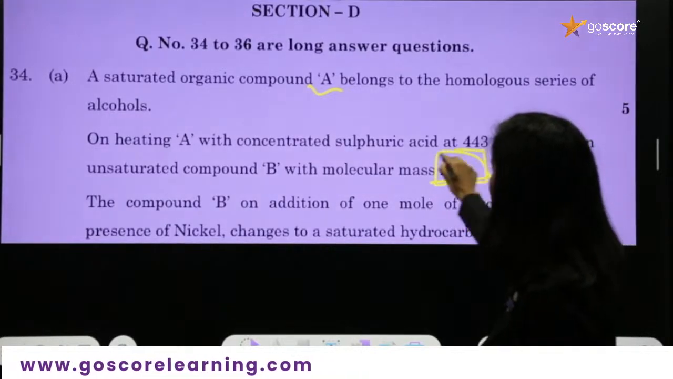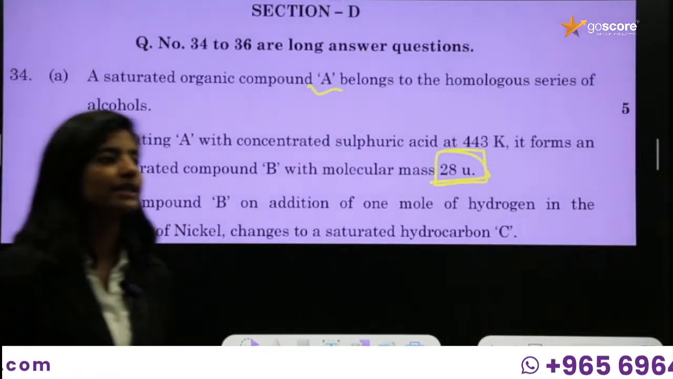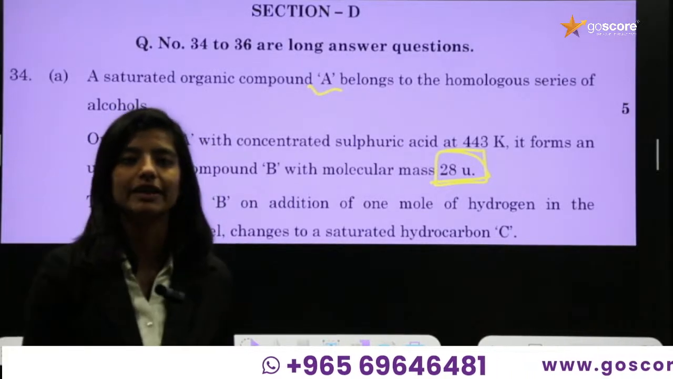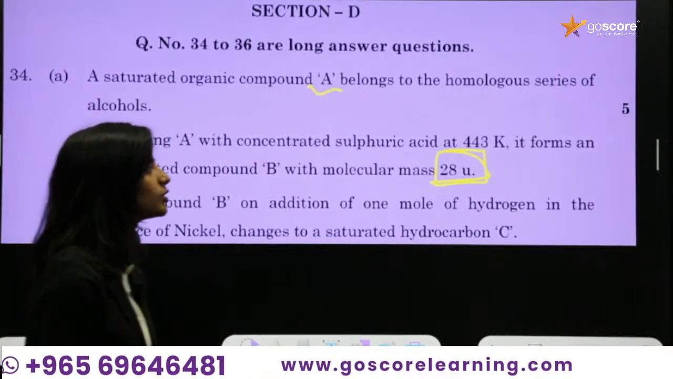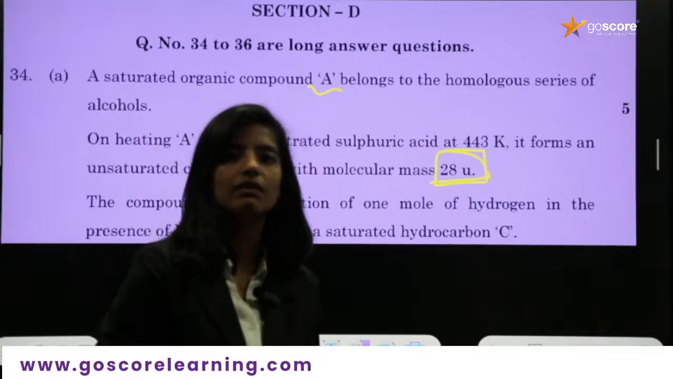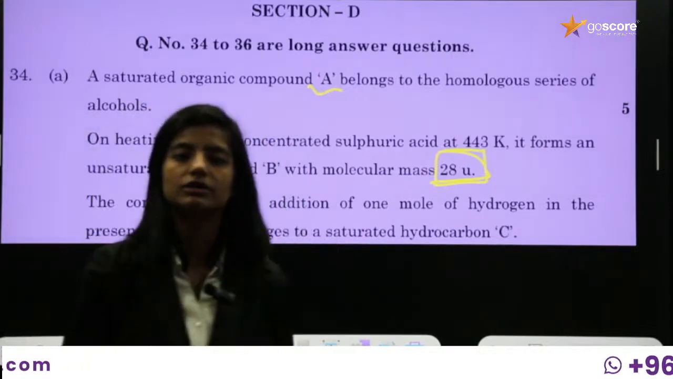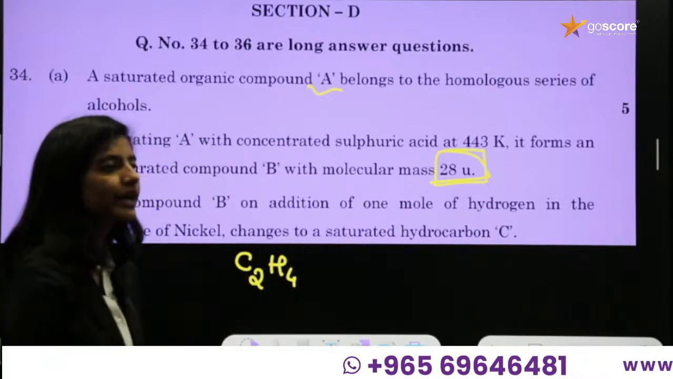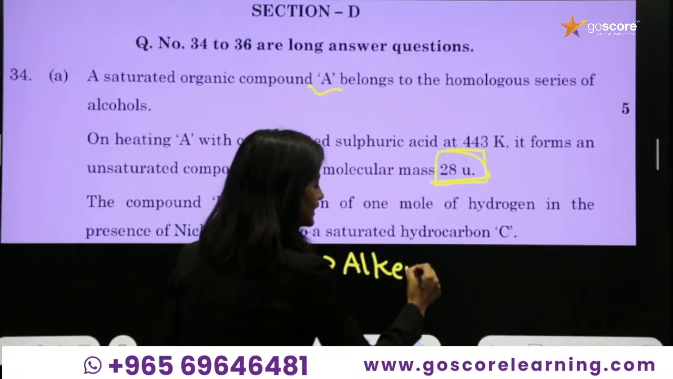This is our clue point, mass 28. We know that the water molecule will be eliminated, right? And for 28 u, how many carbon atoms should be there? Of course, 2 carbon atoms, which will give 24 u mass, because one carbon is 12, another carbon is 12, together 24. And we need 4 more hydrogen atoms. So it's definitely C2H4. Looking into the equation itself, we can understand that it's an alkene.